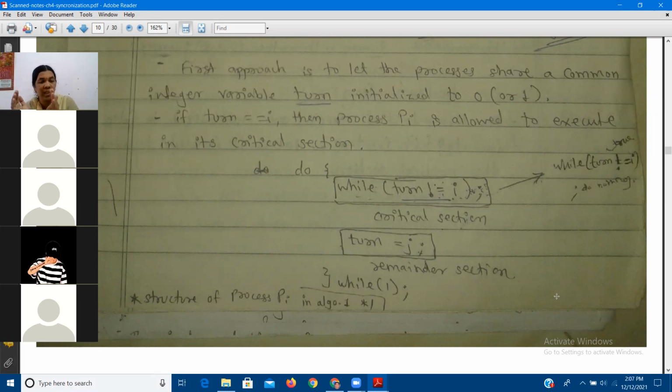While loop मध्ये जी कंडिशन दिली आहे ते अंडरस्टँड करायचा प्रयत्न करा. कंडिशन दिलेली आहे टर्न नॉट इक्वल टू आय. कंडिशन ट्रू असेल तर काय करायचंय? डू नथिंग. जे हे कोणासाठी चाललेलं आहे? प्रोसेस आय साठी चाललेलं आहे. जर तुझा टर्न नसेल तर तू क्रिटिकल सेक्शन मध्ये जाऊ नकोस. सो जस्ट डू नथिंग. डू नथिंग इन द सेन्स वेट.